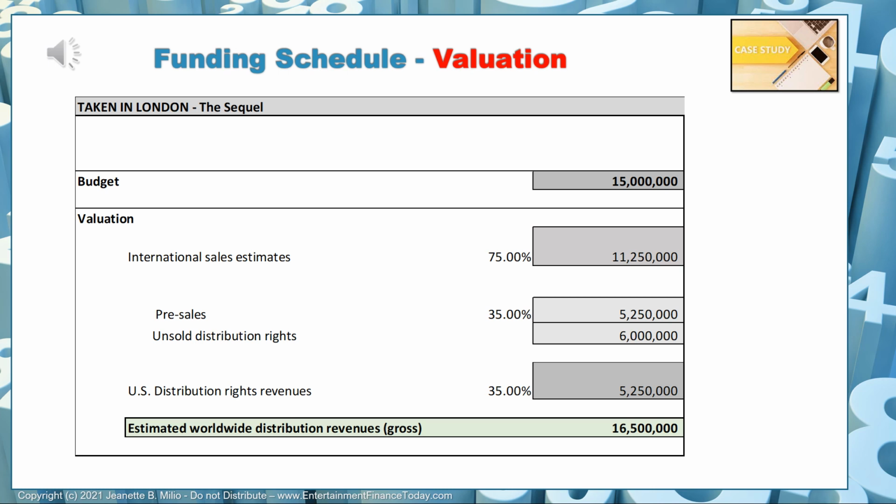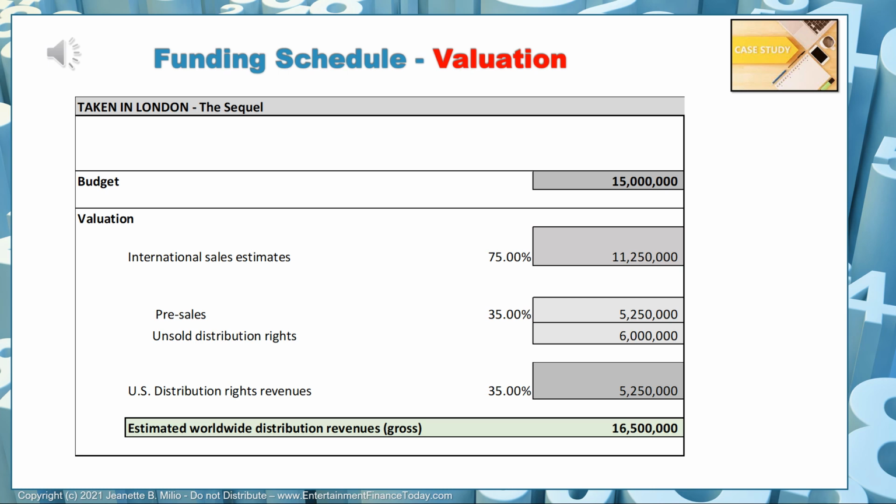So now we have a bucket that is left with $6 million after we took out the distribution rights that we pre-sold out of that bucket. So in our bucket of rights, we have left 6 million in unsold distribution rights that we can still sell when the movie is finished.